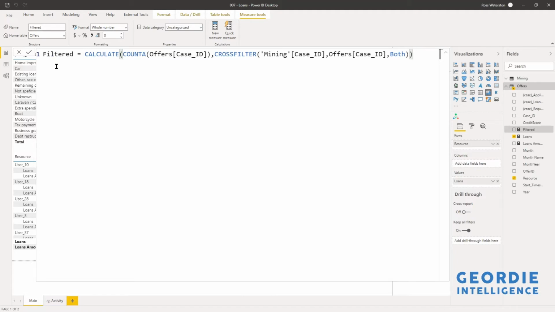So what we're doing is we're saying, I want to know how many case IDs we've got in the offers table using a cross filter, based on the number of case IDs that are in the mining. So if we've found a problem area in our process mining, I want to know how many processes that involves. This cross highlighting or cross filtering is going to allow me to filter this offers table, which would then allow me to pull in some more information.